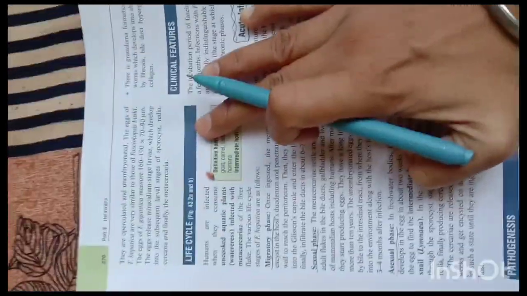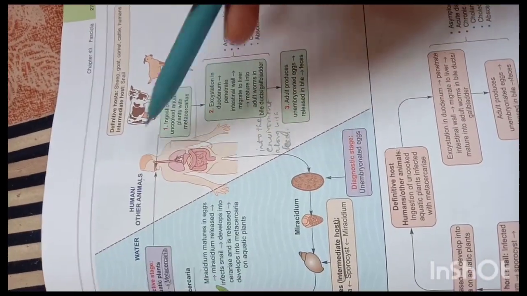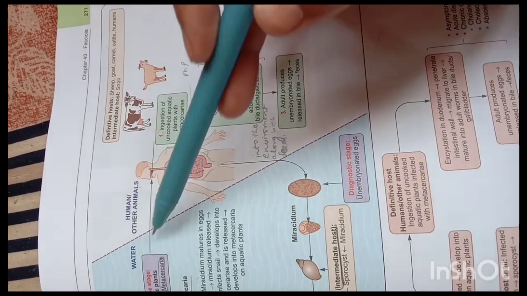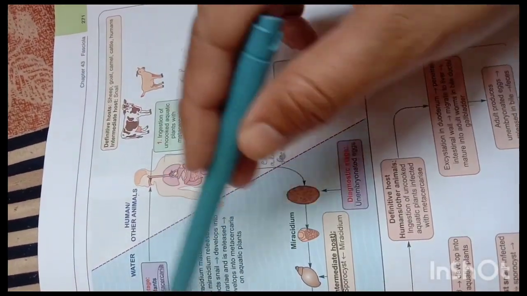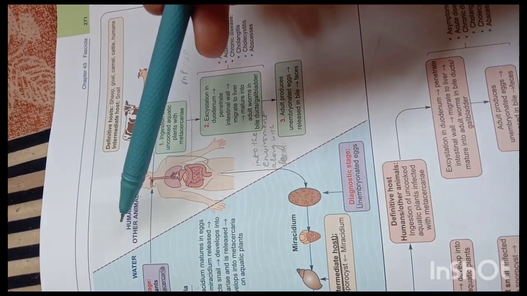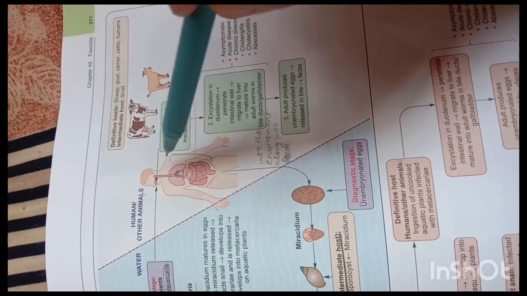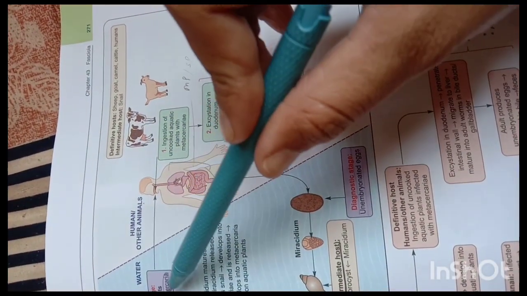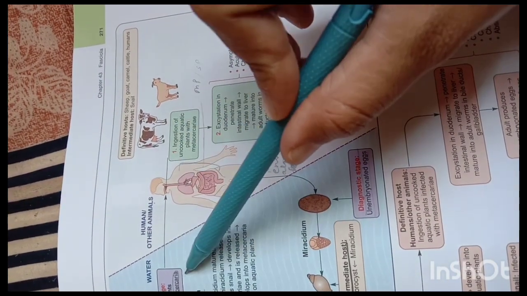Next we have the life cycle. We will do the life cycle from the diagram. We have three phases. First we have the migratory phase, where the metacercariae are ingested from aquatic plants, whether consumed by humans, cattle or goat. Metacercariae are on the aquatic plants, and humans consume them.